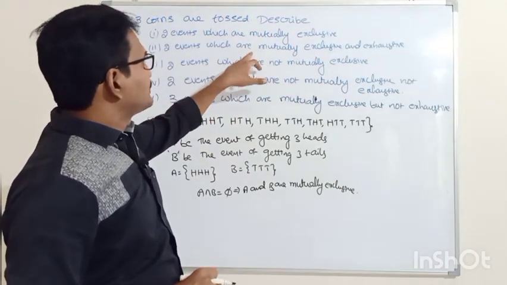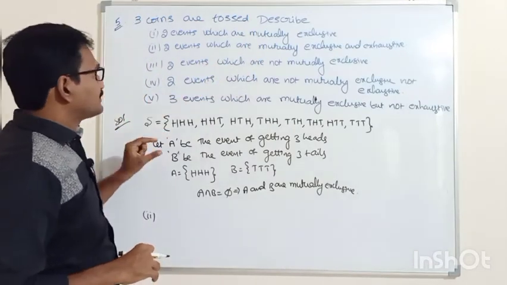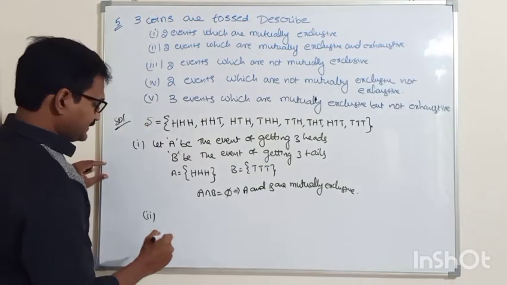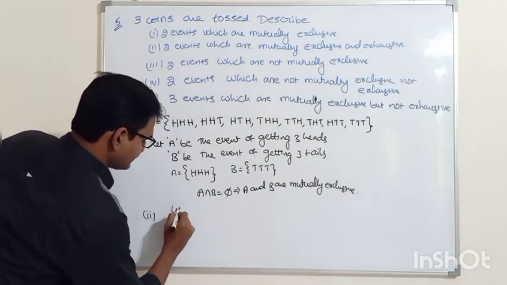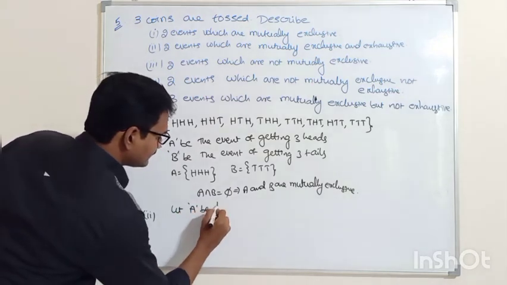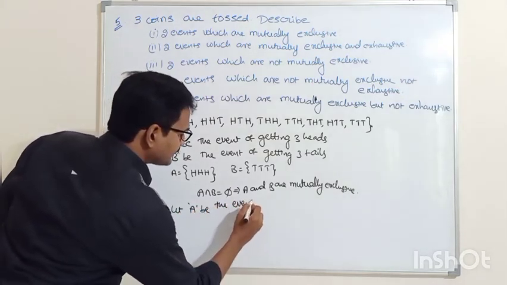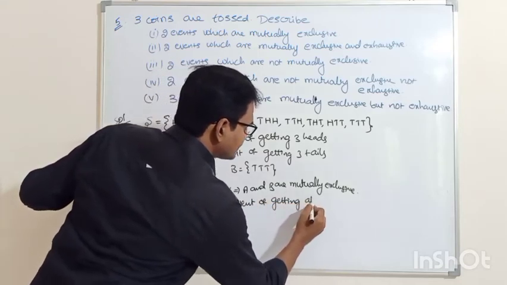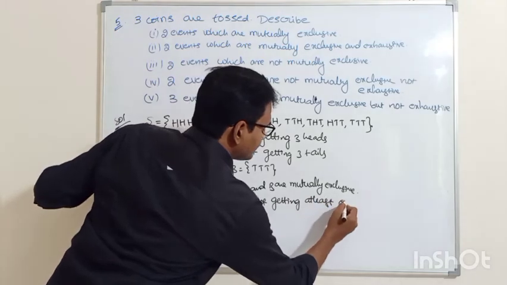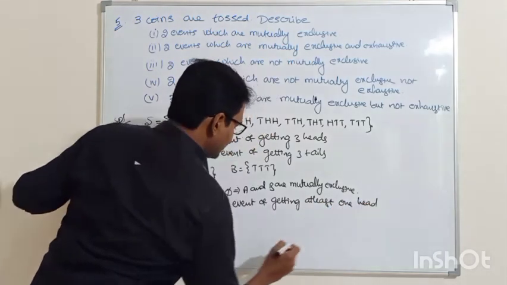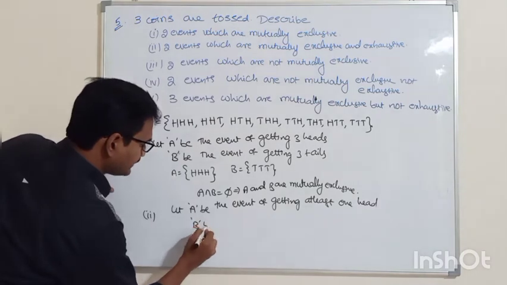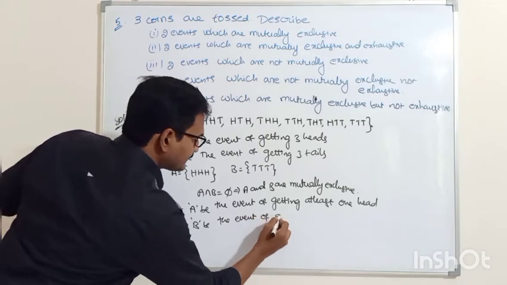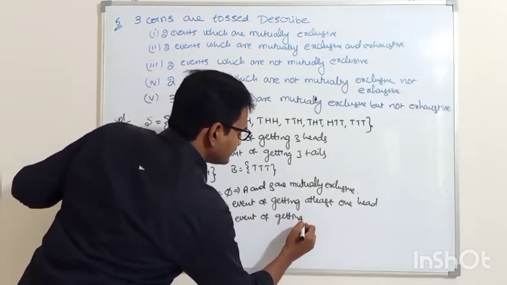Here, two events only we should take, like the previous problem, which are mutually exclusive and exhaustive. So let A be the event of getting at least one head, and B be the event of getting three tails.